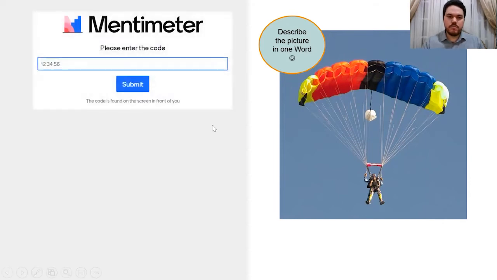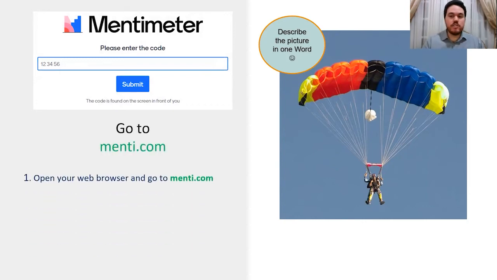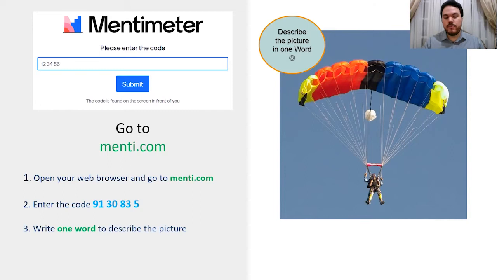Now, then I took them through this set of instructions here on Menti. I showed them this is what we're going to be doing. So I told them to open their web browser and to go to menti.com and then to enter the code. They're going to need a code in order to access the activity that you prepared. And I'm going to show you that in just a moment. I also told them they would need to write one word to describe the picture, and that they should, after step 3, return to our meeting.